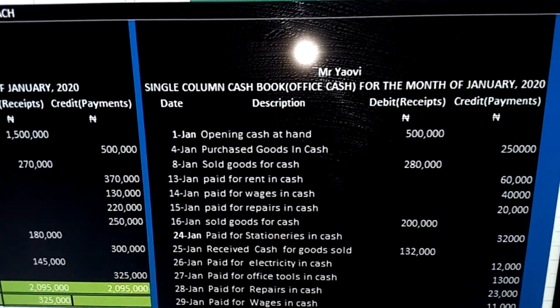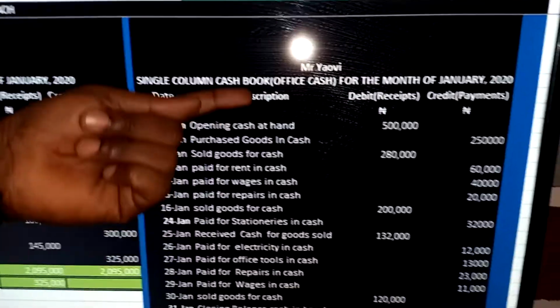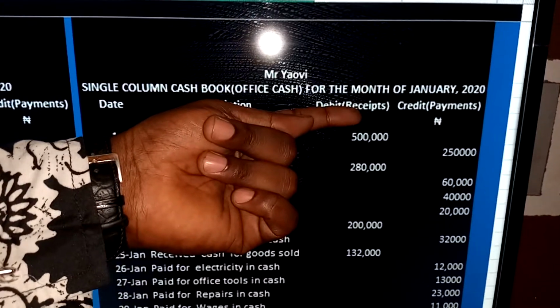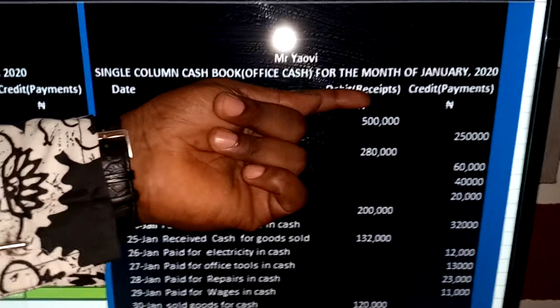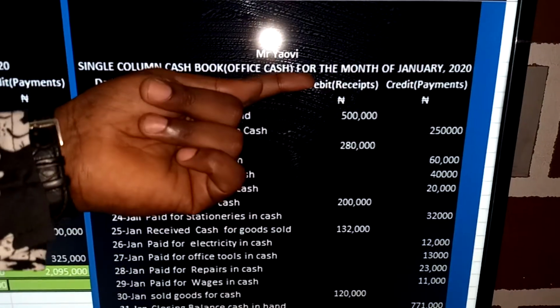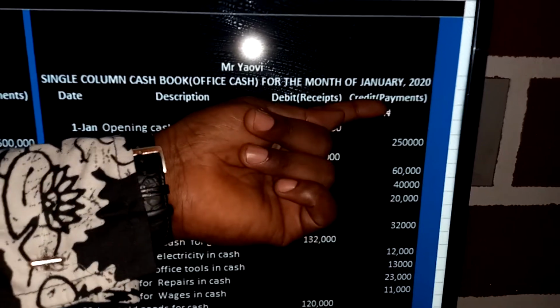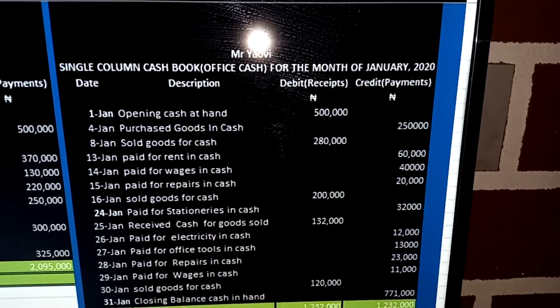Remember, I told you, you're recording the date of the transaction, description of the transaction, the receipts, which has to do with cash received into the business, also called debit. And then we have payments, which has to do with cash paid out of the business from the office cash.